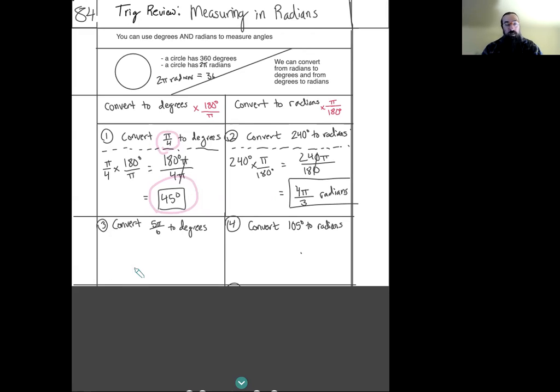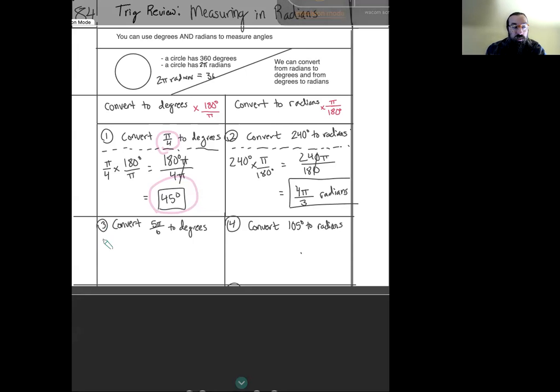And so now let's convert 5 pi over 6 to degrees. I said that wrong. 5 pi over 6 to degrees. So let's convert that. We're going to convert it by multiplying by 180 over pi. Our pi's are going to cancel. And this time I want to cancel stuff in advance. My 6 is going to divide into that 180 by 30. And so I'm going to get 5 times 30, that's 150 degrees.